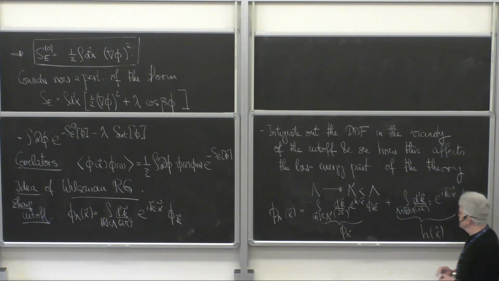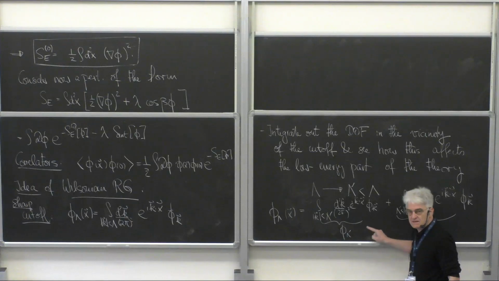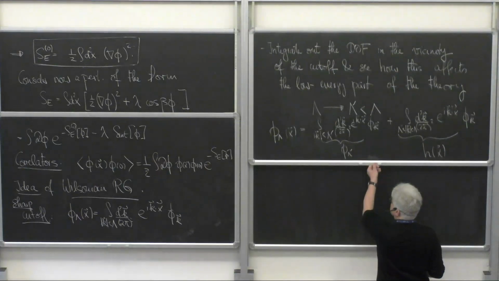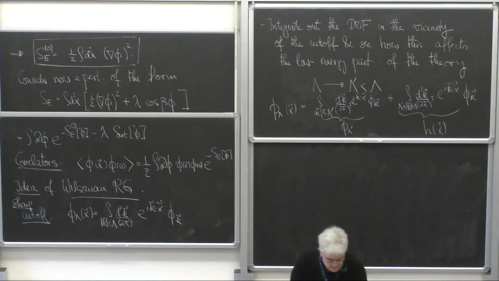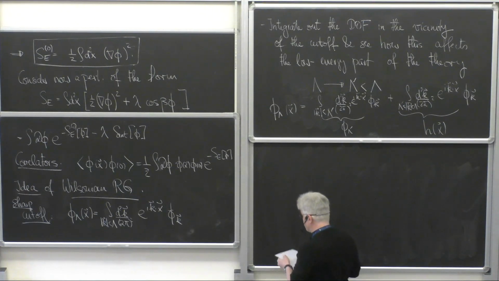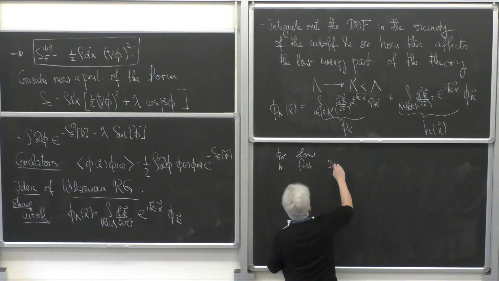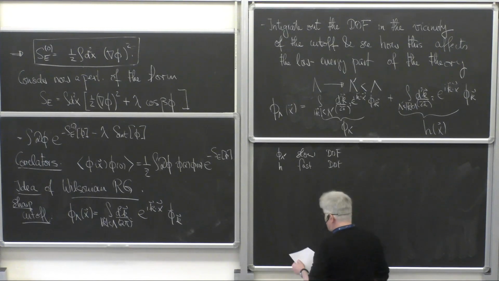Okay, now the idea is we want to carry out the path integral over this field and see how that changes the remaining action for the slow degrees of freedom. Okay, so let's just write this down. So phi lambda prime are the slow and h are the fast degrees of freedom.